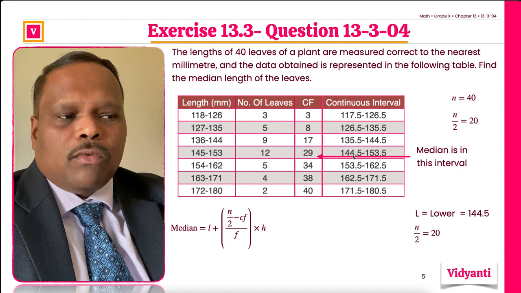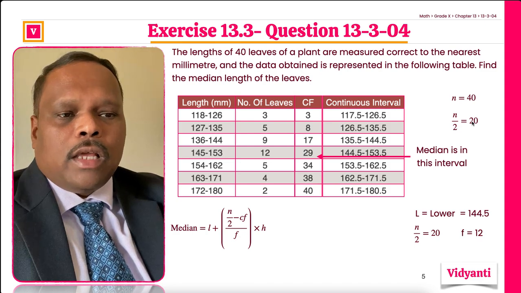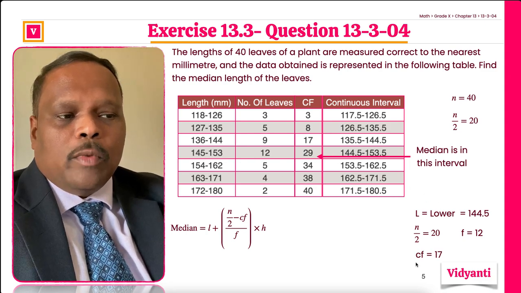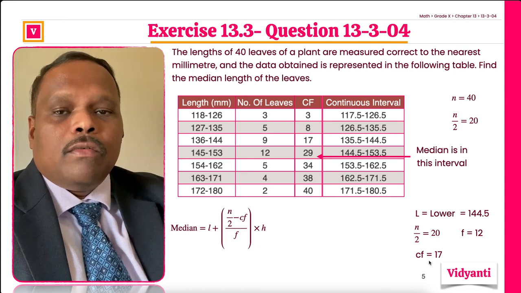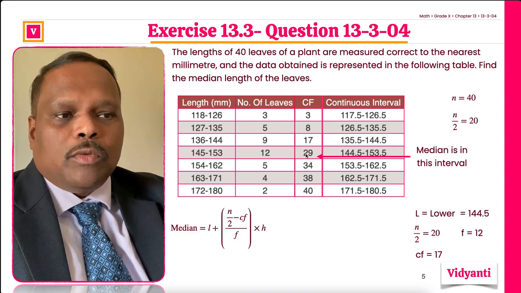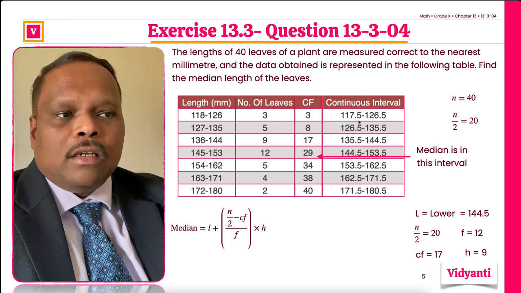Lower limit of that is 144.5. And n by 2, we have just found out to be 20, half of total number of observations. Then we need frequency. Frequency is 12 for that particular class interval. Cumulative frequency is the cumulative frequency of the class immediately preceding, prior to that. So before 29, it was 17, and width of the class interval, h, is 9. If you take any one of these, that would be just 9.